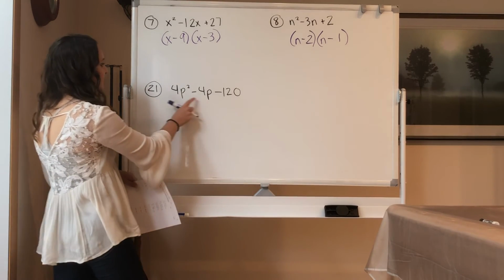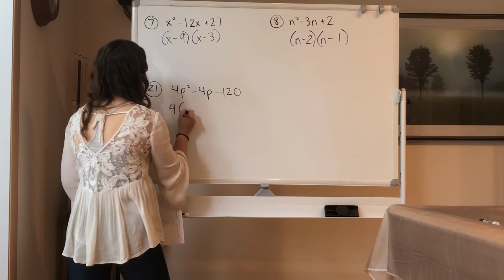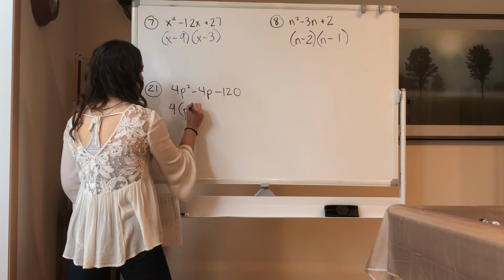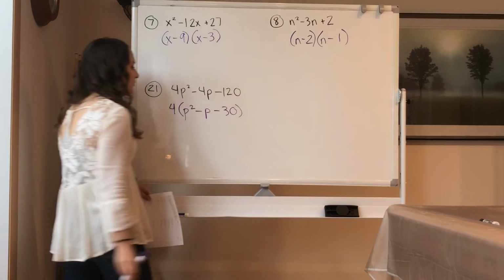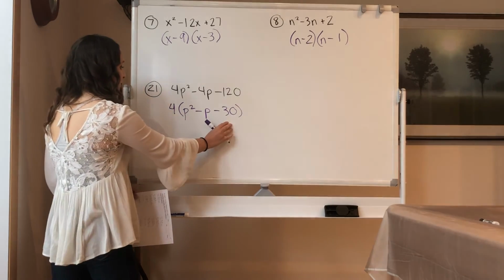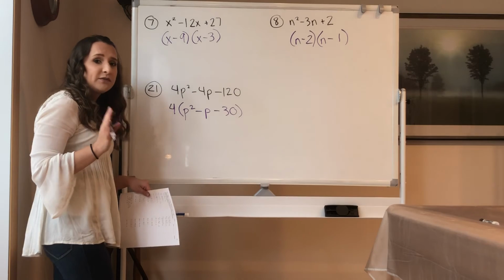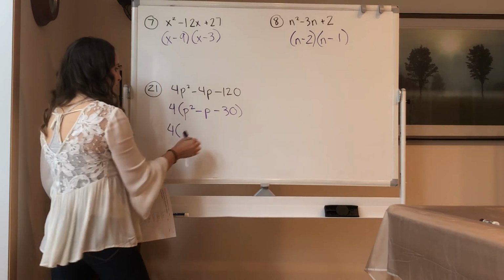For this, though, I can see that I can actually take out a 4 from all of these terms, so that's what I'm going to do. I'm going to factor out a 4. If I factor out a 4, I'm left with p squared minus p minus 30. Now I have to factor this trinomial. What a lot of people forget to do is this 4 you factored out is still there. You can't drop it, so you have to keep bringing it down.